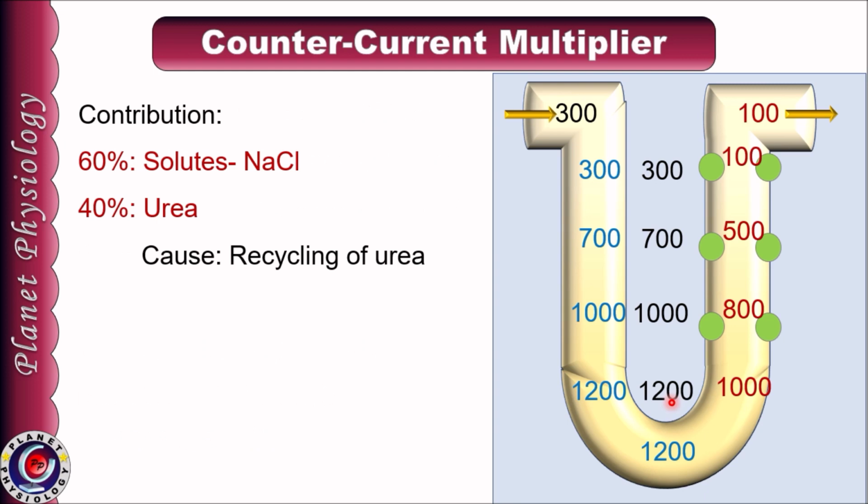Now, in creating renal medullary hyperosmolarity, active reabsorption of solutes from the thick ascending limb of loop of Henle contributes to 60% of the total medullary hyperosmolarity, whereas the remaining 40% is contributed by urea due to its recycling. So let us study how urea is recycled and adds to the medullary hyperosmolarity.